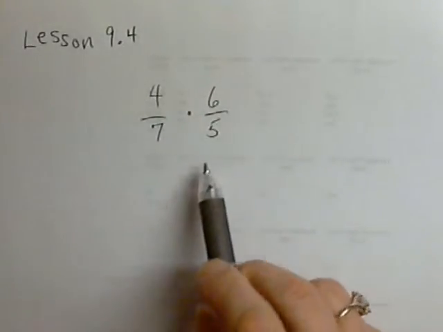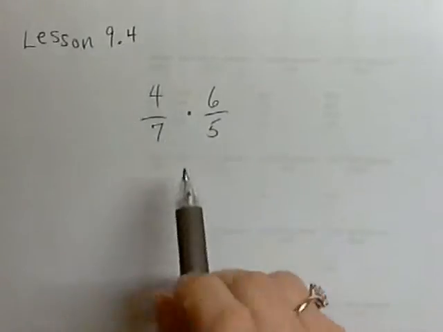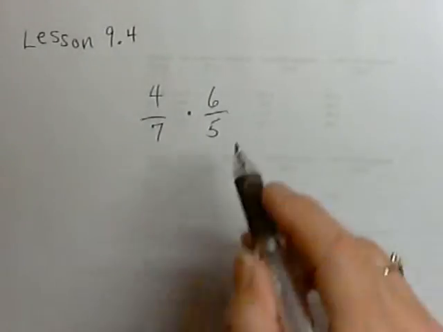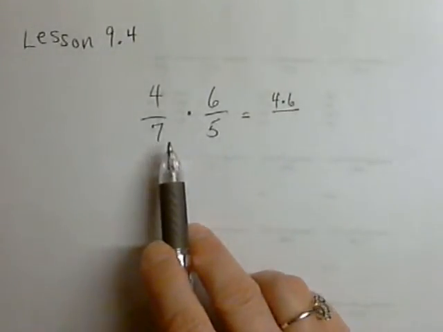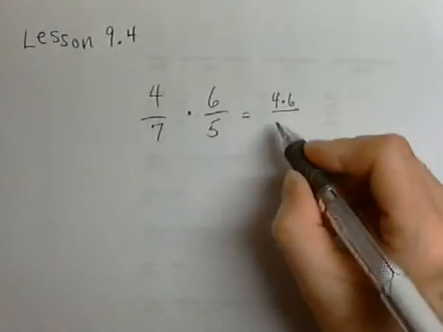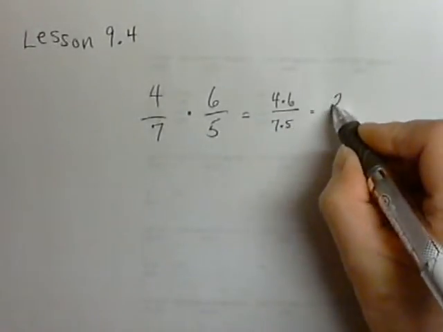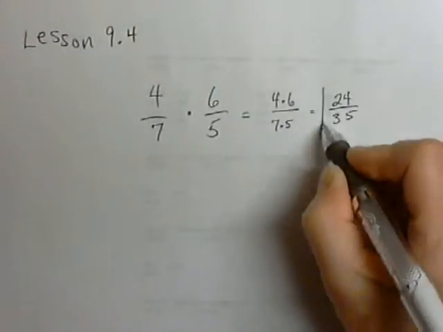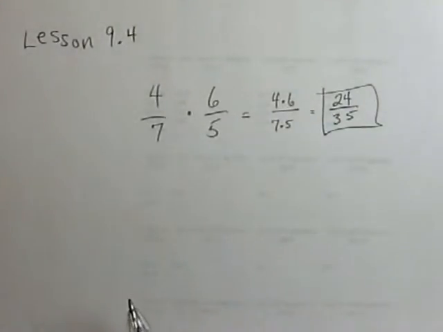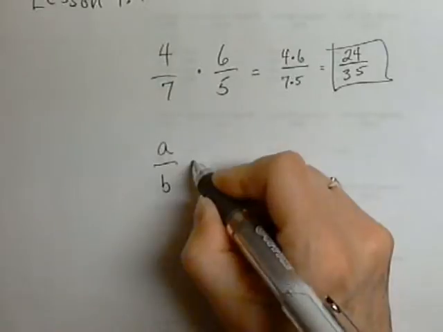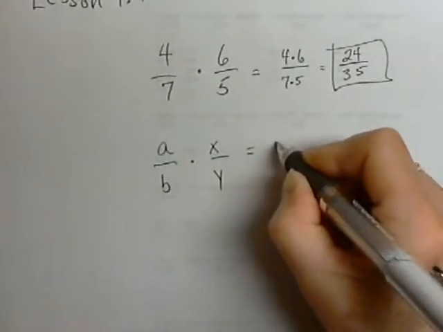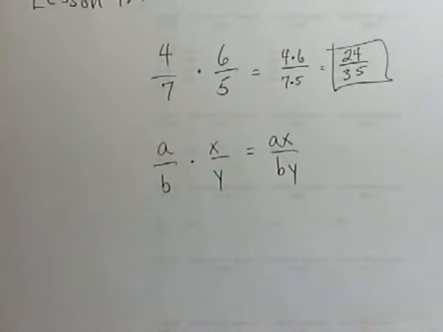Two fractions being multiplied. We simply multiply numerator with numerator, our top numbers, so 4 times 6, and denominator with denominator, our bottom numbers, 7 times 5. And this would be our answer right here, and that is not reducible. Algebraically, the way we would say this is a over b times x over y is equal to ax over by. And you learned that years ago in your math courses, how to multiply fractions.